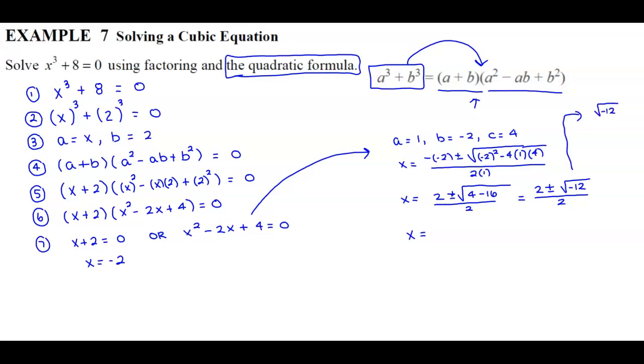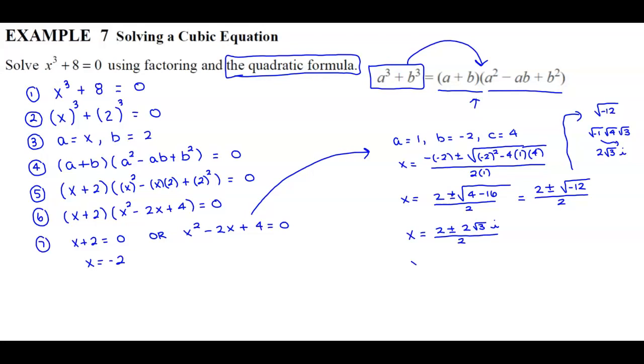Okay, so this square root of negative 12, we need to factor out the square root of negative 1, the square root of the perfect square 4, and the square root of 3. So that's going to give us the square root of 4, which is 2, times the square root of 3, and we know that the square root of negative 1 is i. So x is going to equal 2 plus or minus 2 times the square root of 3 i, over 2.